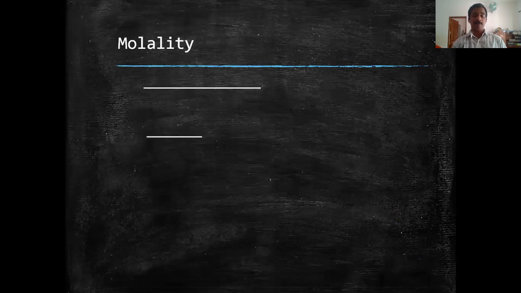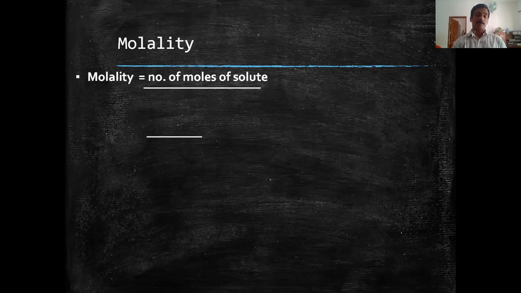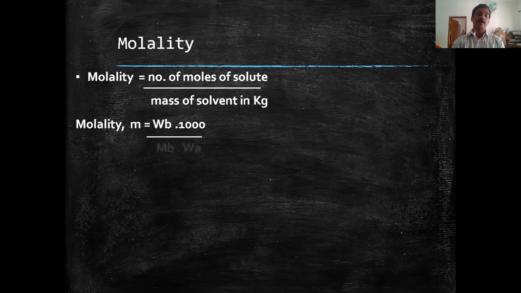Okay, next, another important term to represent the concentration is molality. What is molality? Molality is the number of moles of solute present per kilogram of solvent. Number of moles of solute divided by mass of solvent in kilogram. We can represent it using an equation. Molality m is equal to WB into 1000 divided by MB into WA. WB is the mass of solute, MB molar mass of solute, WA is the mass of solvent.